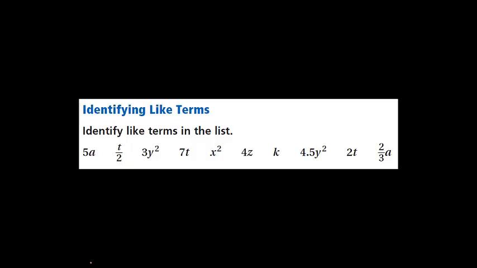Now it's important for you to know that numbers without a variable are all like terms. If they have a variable like the letter A, they are similar. But if they have a square, they are not the same. So 7a is not a like term to 7a squared. The exponent on the variable determines whether or not it is a like term.